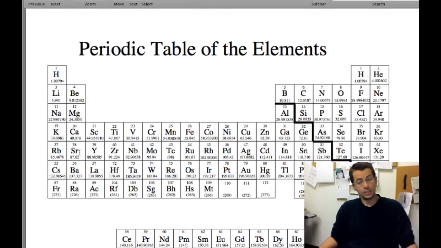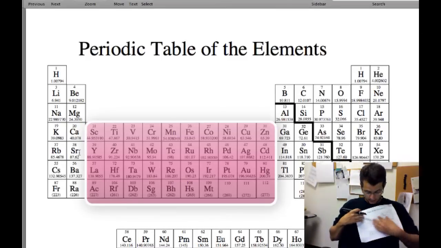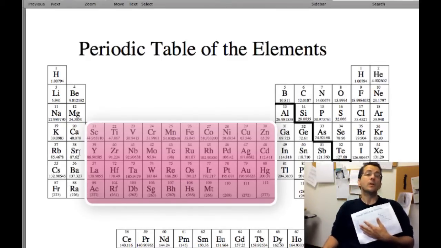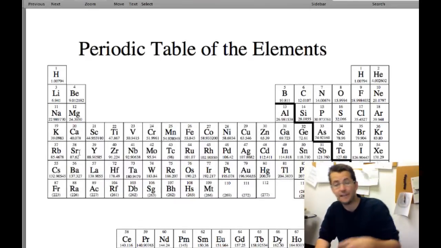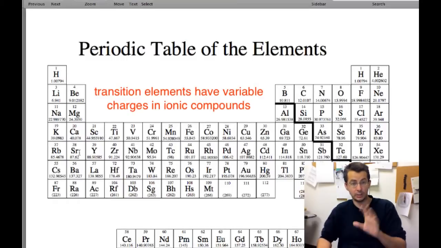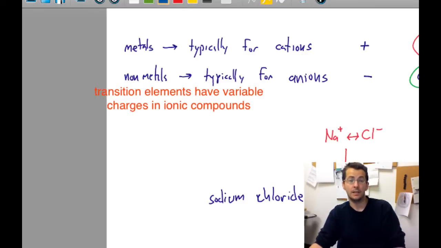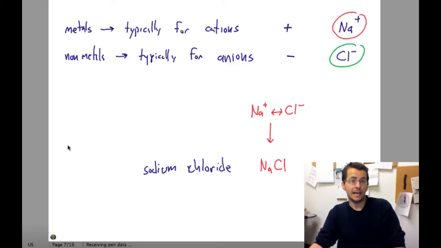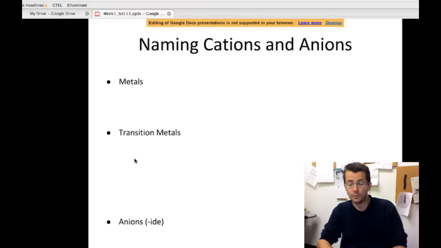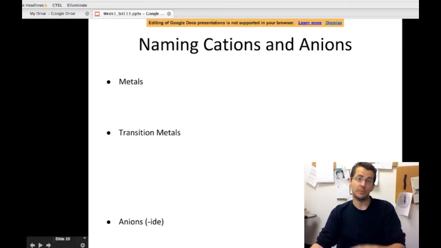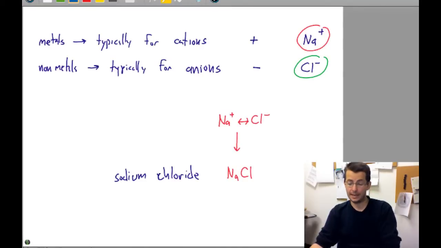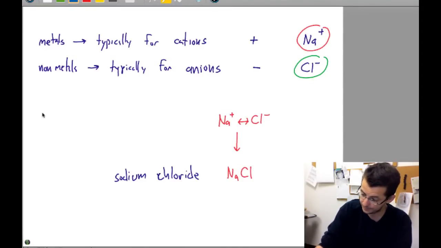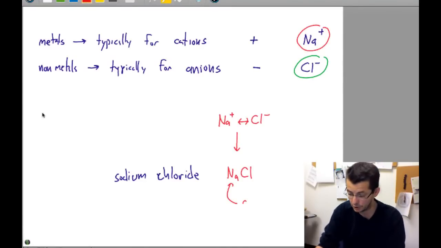What about the transition elements? What about those elements in the center part of the periodic table? Those elements have charges that vary, and we can't trust the charge. We have to explicitly say the charge, and I'll talk about those more in a few seconds. So when we deal with ionic compounds, the procedure is that we name the cation, and then we name the anion, and we bring the two together, and that makes the name. All right, so we name the cation. This is the sodium cation.